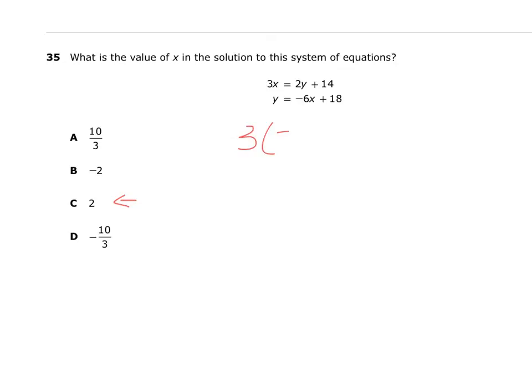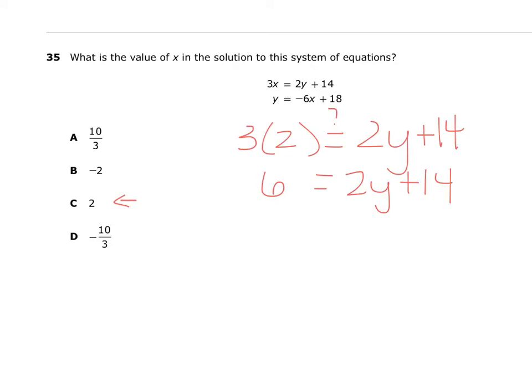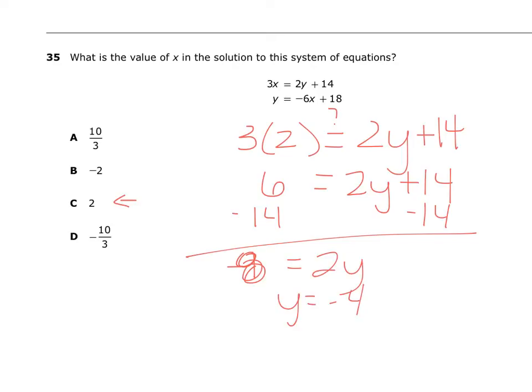So that would be 3 times 2, and we're checking to see what y is going to be. Okay. So in this case, that would be 6 equals 2y plus 14. Y would have to be, let's subtract 14 from each side. That would give me a negative 8 equals 2y. So y would have to be negative 4. Okay, if x was 2. So if that was the case, the answer would be 2 comma negative 4.